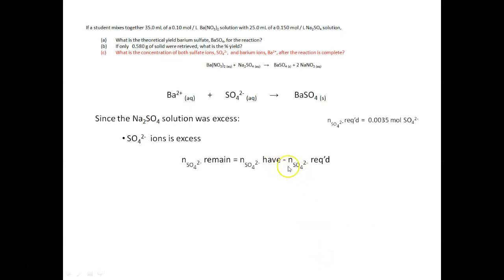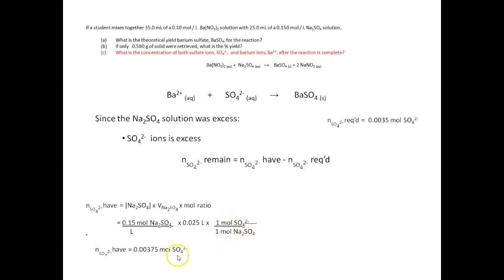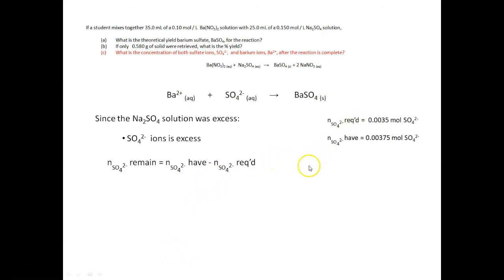Okay, so now let's calculate how many moles of sulfate that I have. And remember, my sulfate came from my sodium sulfate, so my moles of sulfate is equal to the volume of the sodium sulfate solution times its concentration. It gives me my moles of sodium sulfate times my mole ratio. Okay, and so now I take that, and I get that I have this many moles of sulfate. So now I know how many I have, I know how many I required. I can calculate my remaining because it's just the difference between the two. I have this many moles remaining.